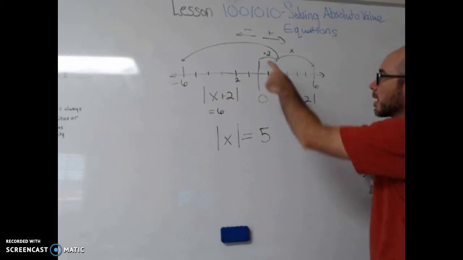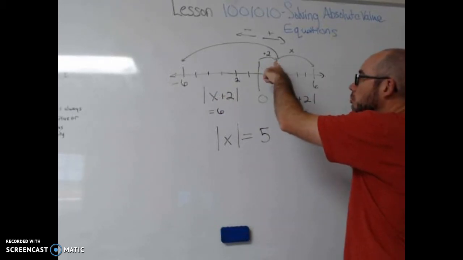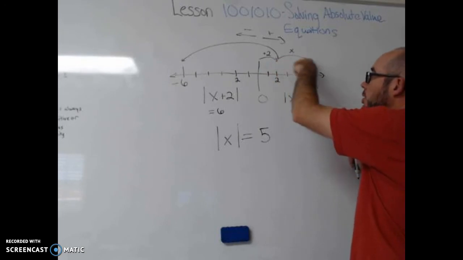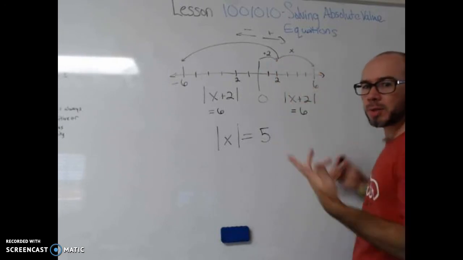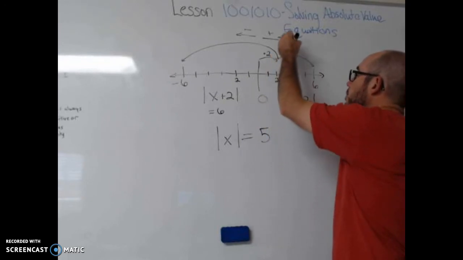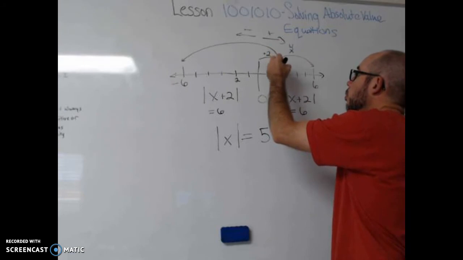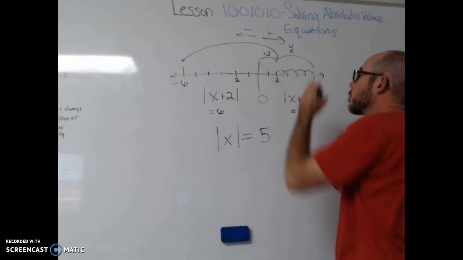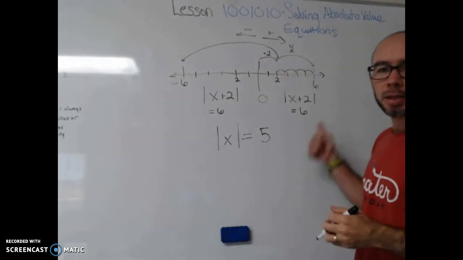So if I'm over on this side, it's pretty easy. If I go 2, and then I go x units out to 6, well, it's pretty obvious how far x must be. The value for x must be 4. I go 1, 2, 3, 4 hops over to get to 6.